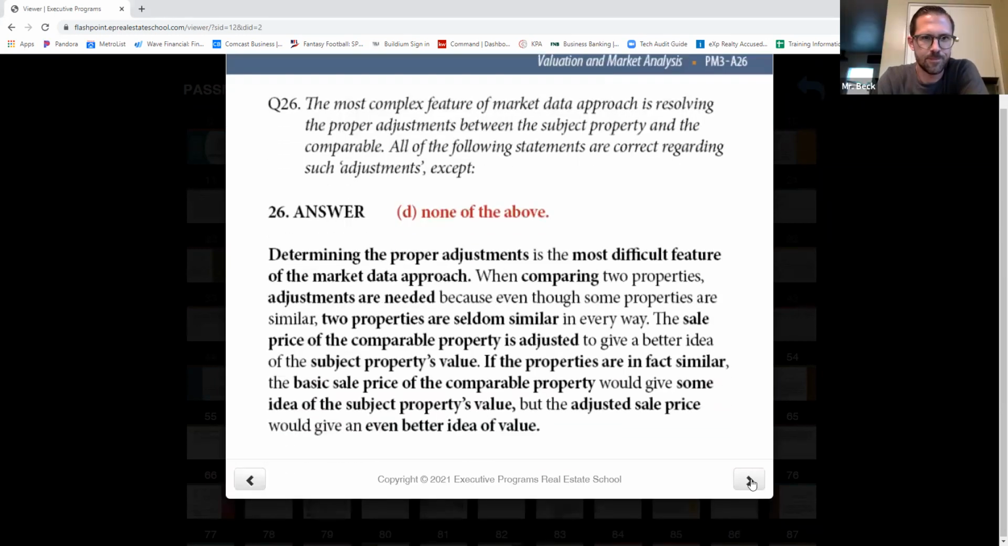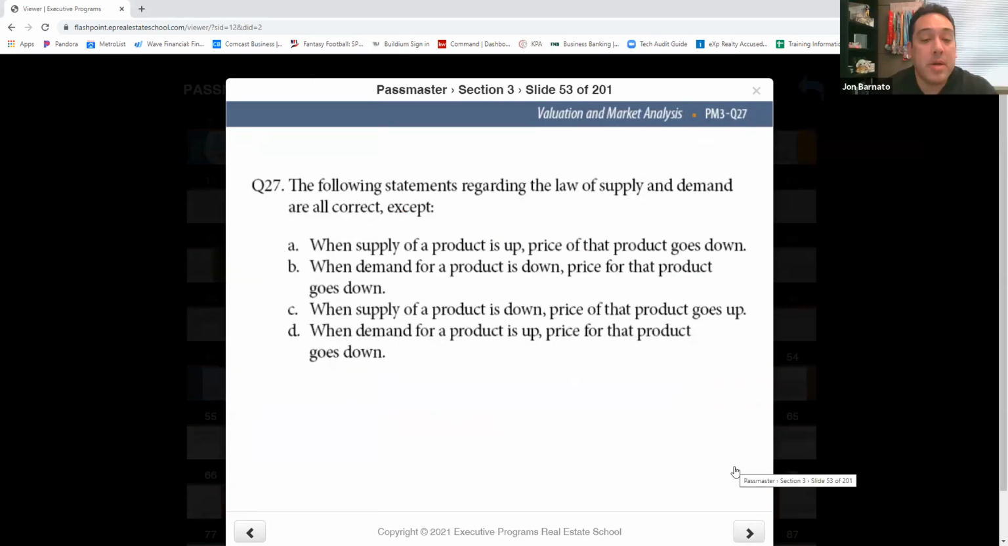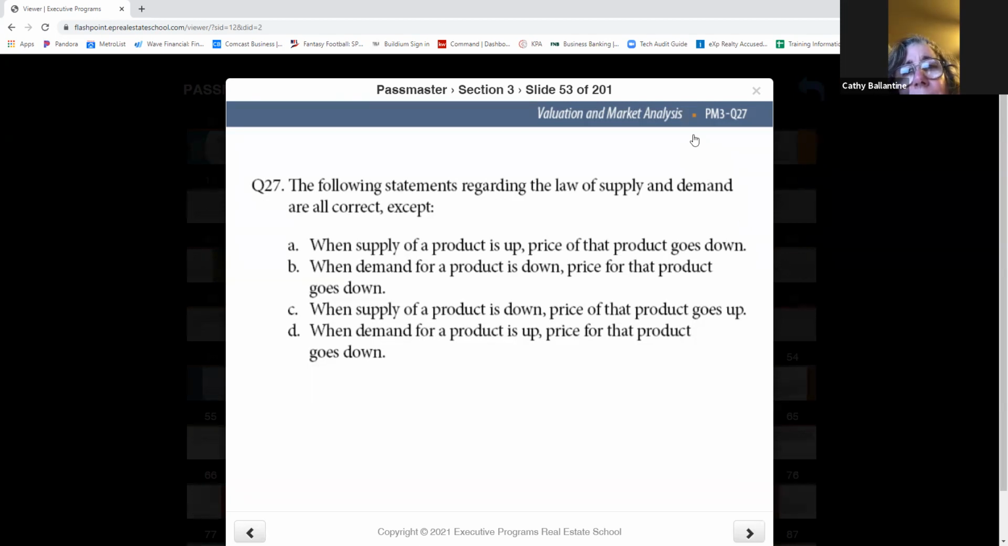Yep. All right. The following statements regarding the law of supply and demand are all correct, except what? What is supply and demand? High school economics, California, you should know this. Okay, the following statements regarding the law of supply and demand are all correct. When supply of a product is up, price goes down. That is correct.